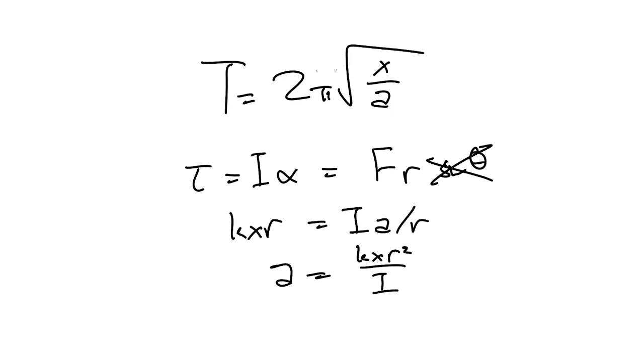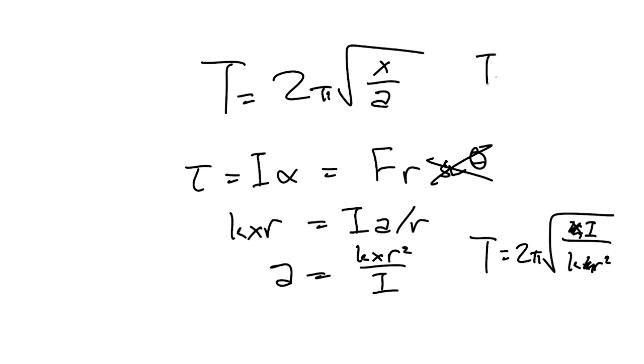If we put that back into our period equation, then T equals 2 pi times the square root of xI divided by kx r squared. We can eliminate both of these x's because that's just our displacement, and it can be canceled off. So that means that our period is equal to 2 pi times the square root of our moment of inertia over k r squared, which means that this is directly proportional to 1 over r.